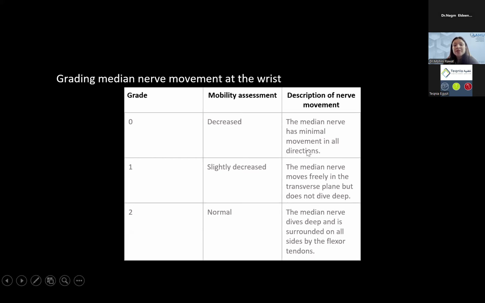When the movement is restricted in both planes, mediolateral and anterior-posterior, so there is minimal movement in all directions, that will be called 0, which means decreased. As you can see, this is a qualitative assessment. You have to look at a lot of normal movement of the nerve to get an idea of how you would grade 1 and 0.